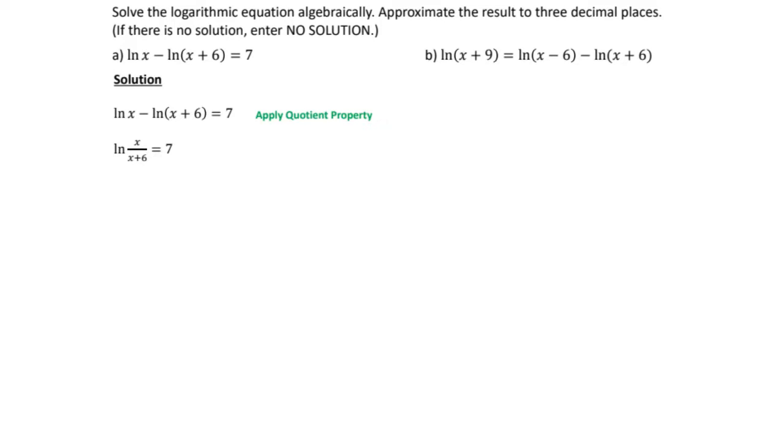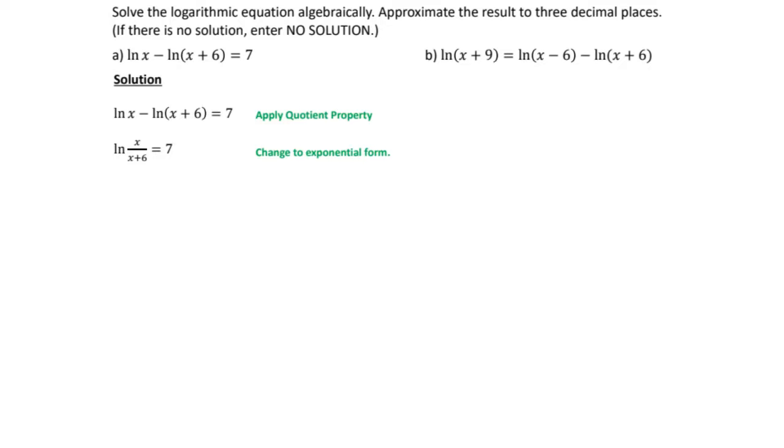I think the easiest way to solve these is to convert them into exponential form. So let's go ahead and do that. The exponential form of this is given by, well, first let's change it to log form so we can see better: the log of base e, the input is x over x plus 6, is equal to 7.